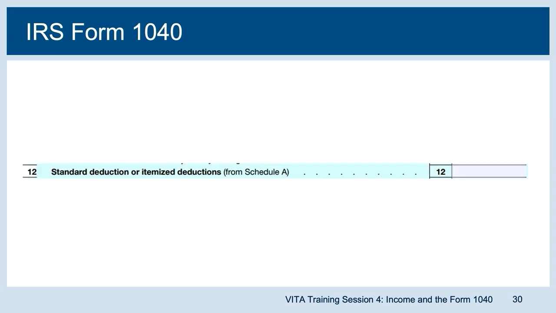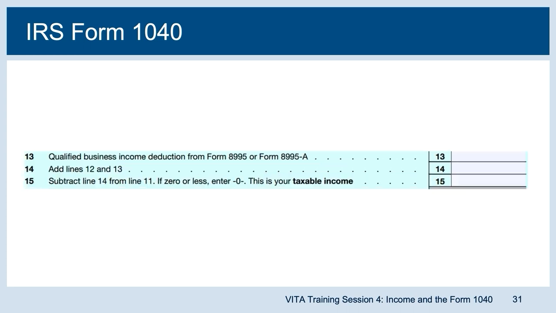Line 12, standard or itemized deductions from Schedule A. If your taxpayer is itemizing, you will prepare Schedule A to determine the total deduction. This is discussed further in Training Session 5. Line 13 is where a sole proprietor may be able to deduct up to 20% of qualified business income, known as QBI. On line 14, you will add line 12 and line 13. Line 15 is the total taxable income for your taxpayer. This is the amount used to determine the tax liability reported on line 16 before any credits are applied.